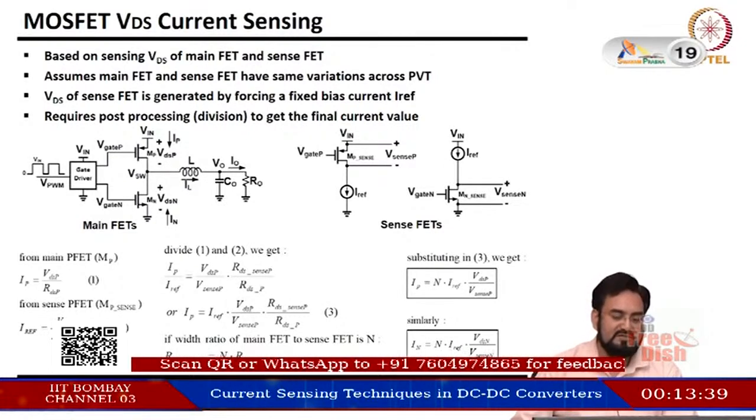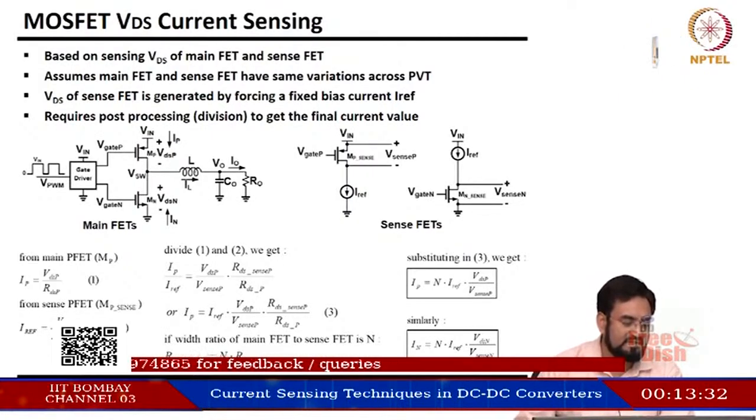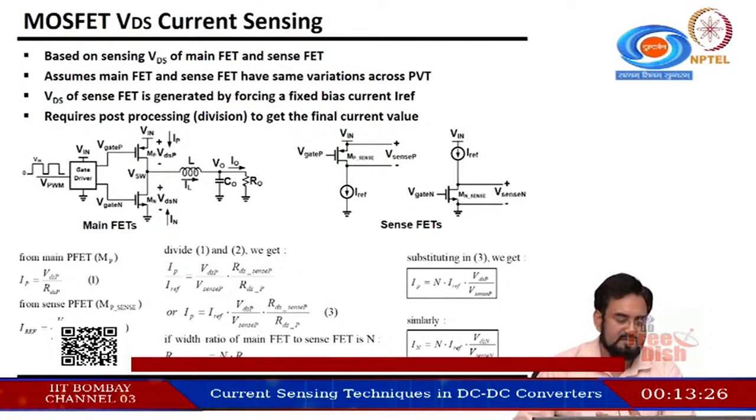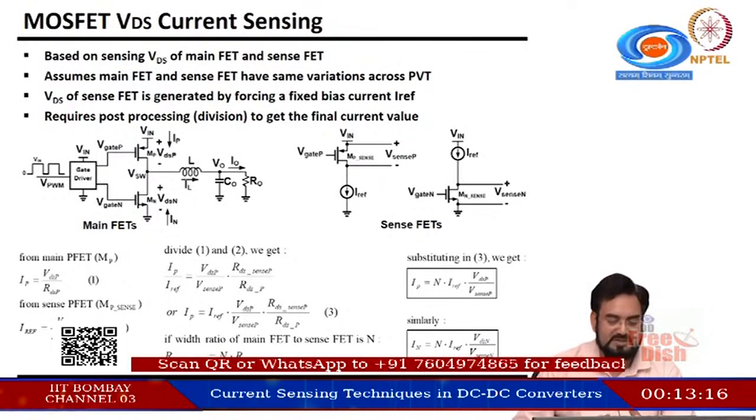Load current will determine. So if you look at the ratio of the two, then those PVT effects will get cancelled out, and that's what we have done here. So your IP is nothing but VDSP over RDS, and IREF is Vsense over RDS of this, okay, and the ratio is this, okay, and RDS on of this sense is n times of RDSP. You substitute here and that's what you get.